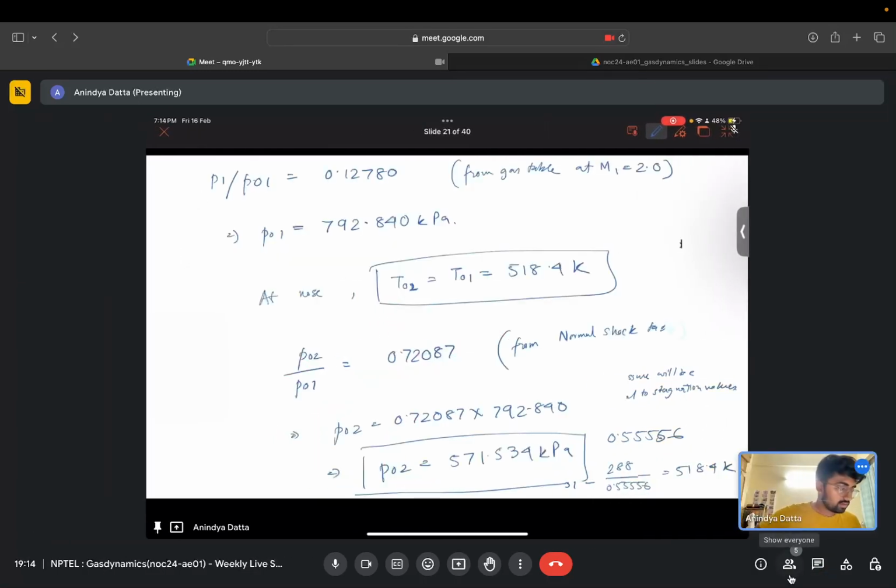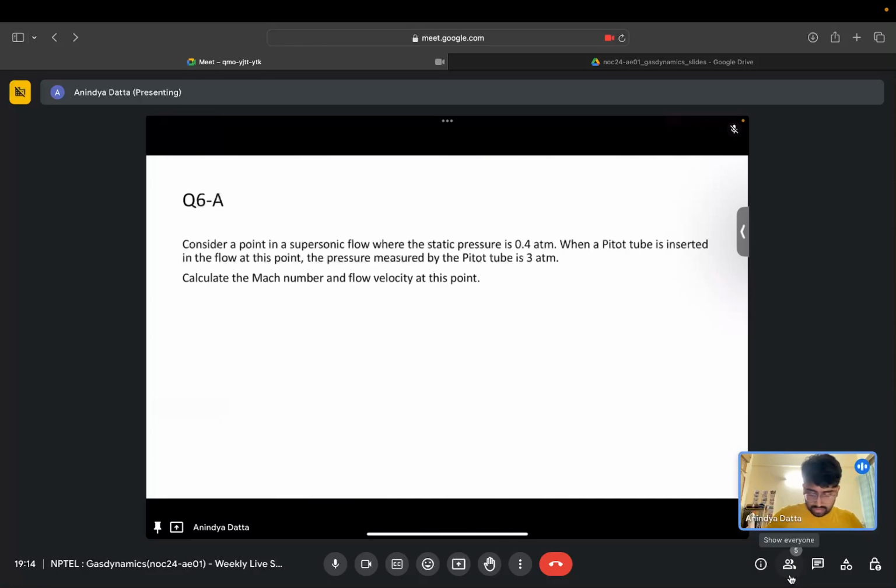Okay, good. All right, so next problem. Consider a point in the supersonic flow where the static pressure is 0.4 atmosphere. When a pitot tube is inserted in the flow at this point, the pressure measured by the pitot tube is 3 atmosphere. So we need to find the Mach number and the flow velocity at this point.